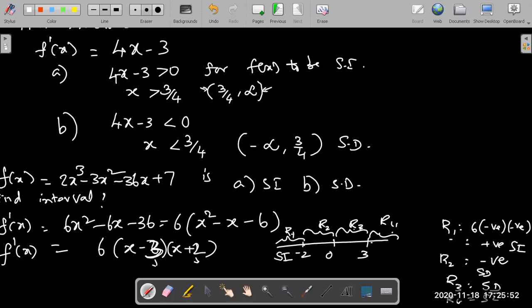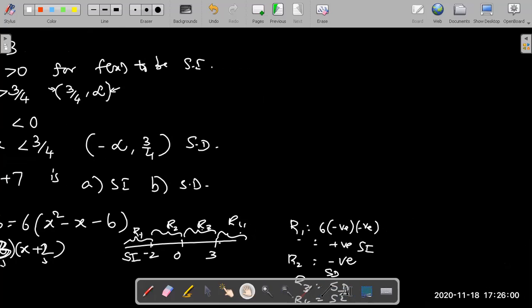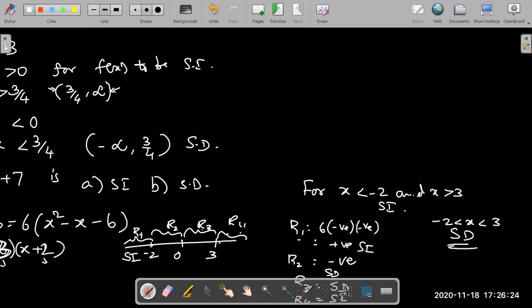So he has asked which intervals: R1 and R4. We have to write clearly, this is R1, this is R4. So for x less than -2 and x greater than 3, strictly increasing. That's the first one. The second part, in all other intervals, that means between -2 and 3, strictly decreasing. So this is for A and this is for B. I hope you understood.